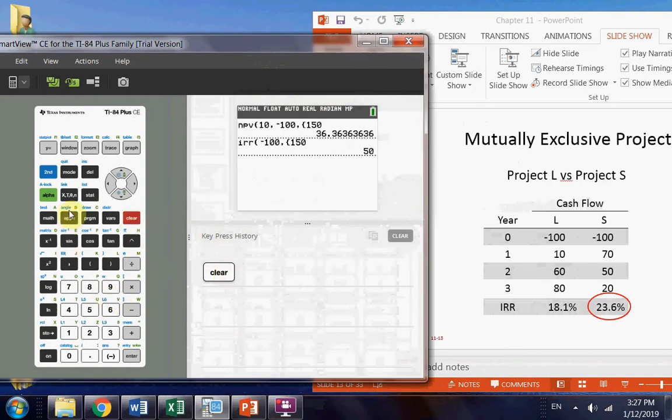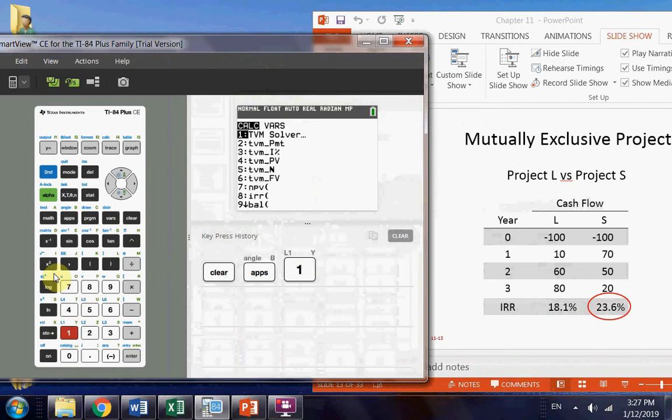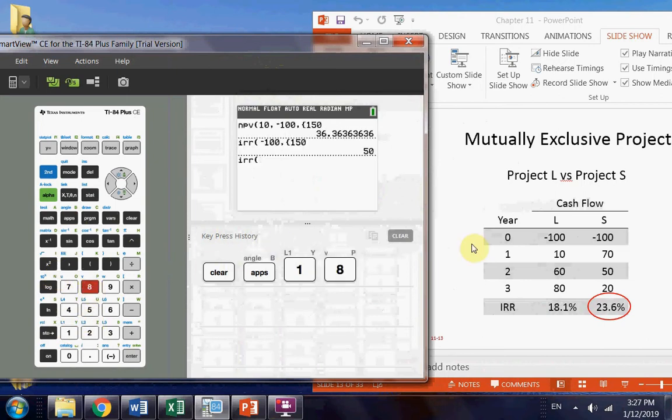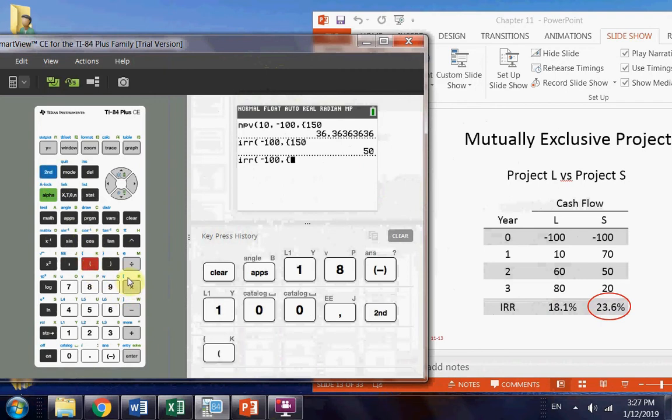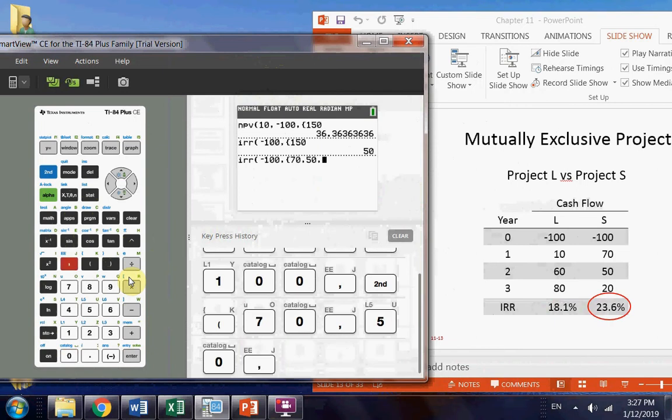Okay, so let me just start over again. Apps, finance, number 8. Then you put your cash flows, starting with cash flow 0, negative 100, comma, and then you need to put a brace, which is a second parenthesis, and then you put 70, comma, 50, comma, 20, and then you can just directly hit enter without closing the parenthesis and the brace. Alright, and then 23.56. You can do the same thing with project L, so your IRR would be 18.1.